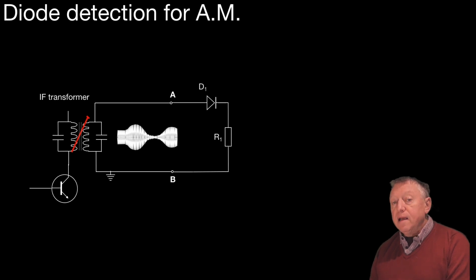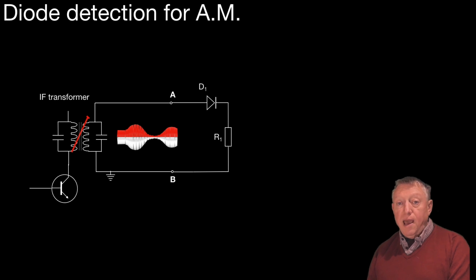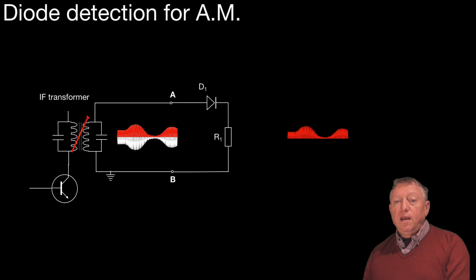If we add a diode and a resistor to the circuit, the diode then has the effect of rectifying the signal from the IF, and I've shown that there in red. So the output at this stage would look something like that. The negative half cycles would have been blocked, or if you like, not conducted by the diode.